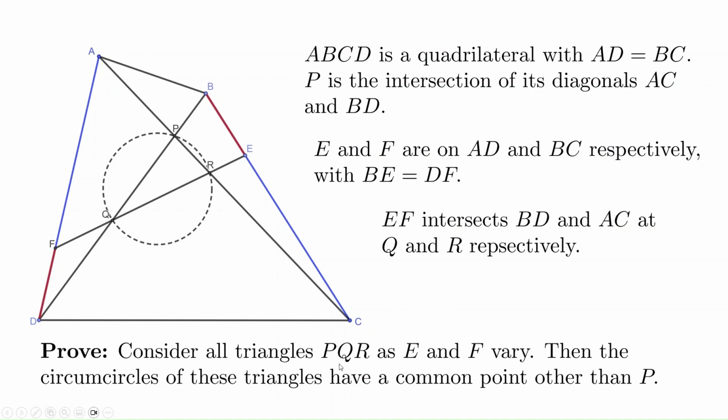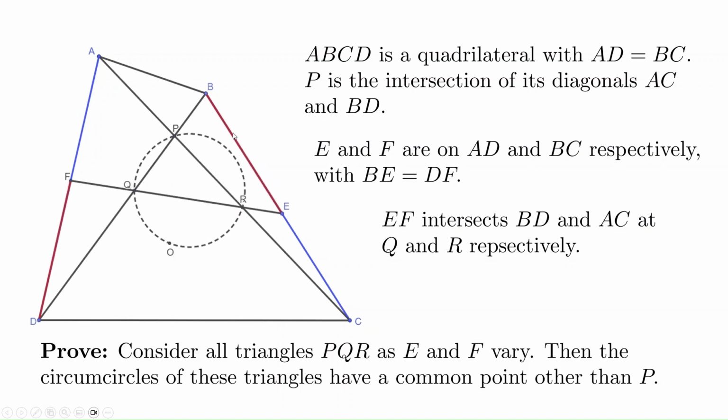Consider all triangles PQR as E and F vary. Then the circumcircles of this triangle have a common point other than P. Find the point and prove it. Let's look at a demonstration.